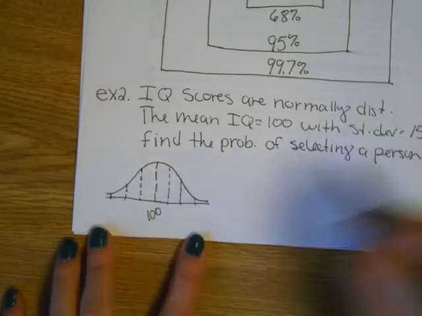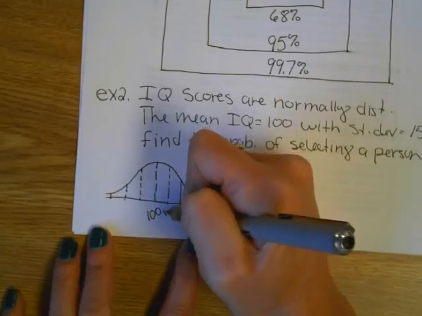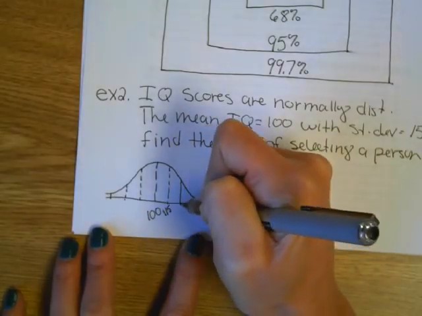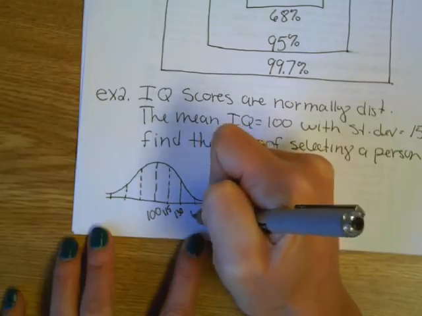So, to find these values, we're just going to add the standard deviation of 15. So this first one here would be a 115 IQ. Add 15 again, we'll be at 130. And 145.